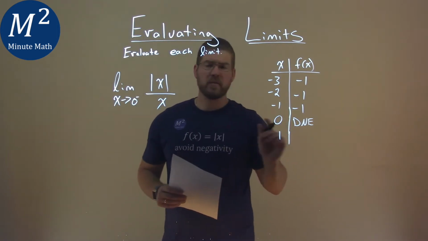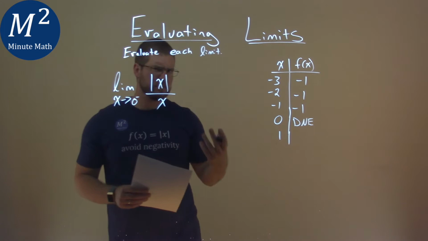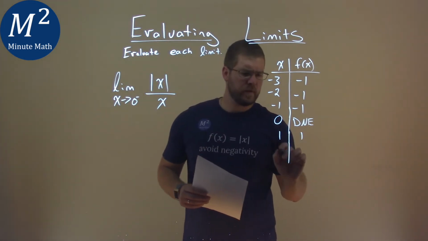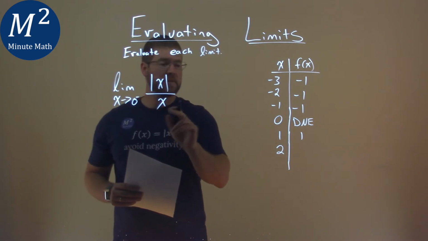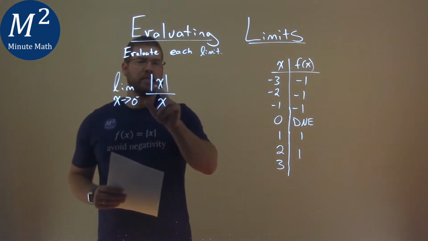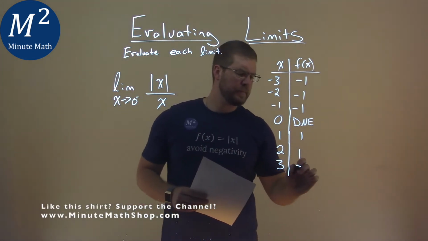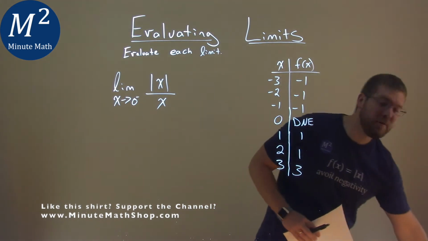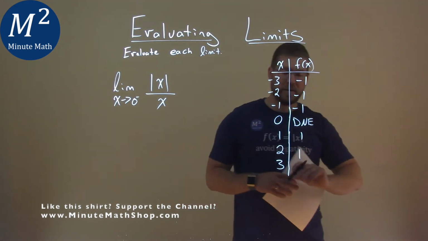But if we put a positive 1 in, the absolute value of positive 1 is 1, divided by itself, 1. Put a 2 in, same idea. Absolute value of 2 is 2, divided by 2 is 1. And lastly, for 3, the absolute value of 3 is 3, divided by 3 itself is 1. I almost made a mistake there. We have a 1 there.